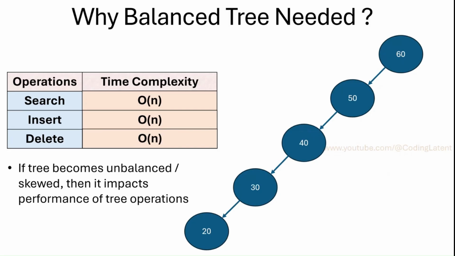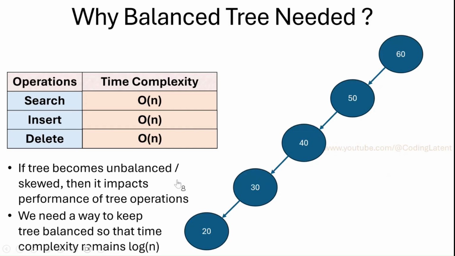So if the tree becomes unbalanced or skewed like this, then it impacts the performance of tree operations like search, insert, and delete. We need a way to keep our tree balanced so that the time complexity for these operations remains log n, or remains optimized.